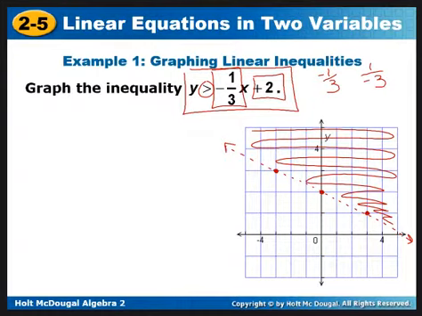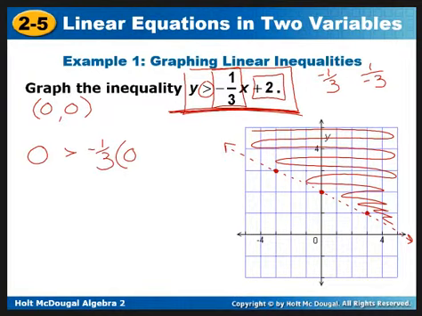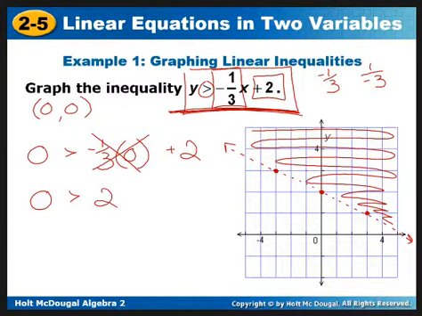A good point to always pick is 0, 0, because it's the easiest thing to fill in. So if I take my original inequality up here and fill 0 in place of the x and the y, I get 0 is greater than or equal to -1/3 times 0 plus 2. This simplifies to 0 is greater than or equal to 2. We can all tell that 0 is not greater than 2, so that tells you that the point 0, 0 is not a solution to the inequality.